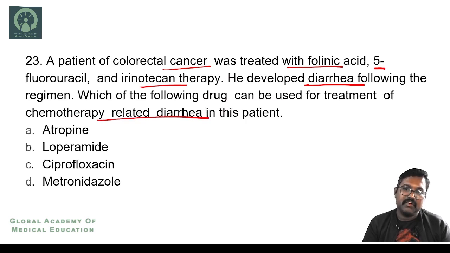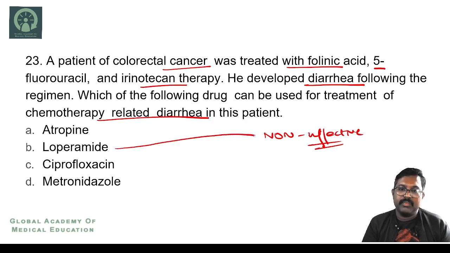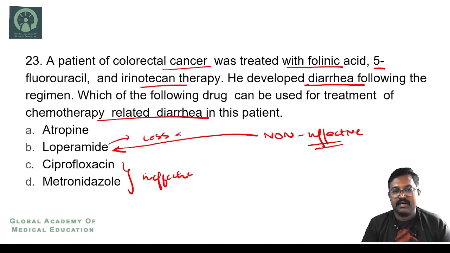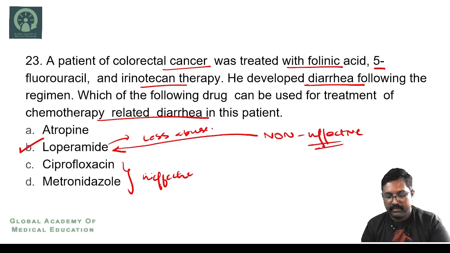So please remember, chemotherapy related diarrhea is a non-infective diarrhea. In non-infective diarrheas, the ideal drug would be the opioid group of drugs, that is the loperamide. So ciprofloxacin, metronidazole, they are mainly used for infective type of diarrheas, and since loperamide has got less abuse potential, you need not give atropine. So here the correct answer will be the loperamide.